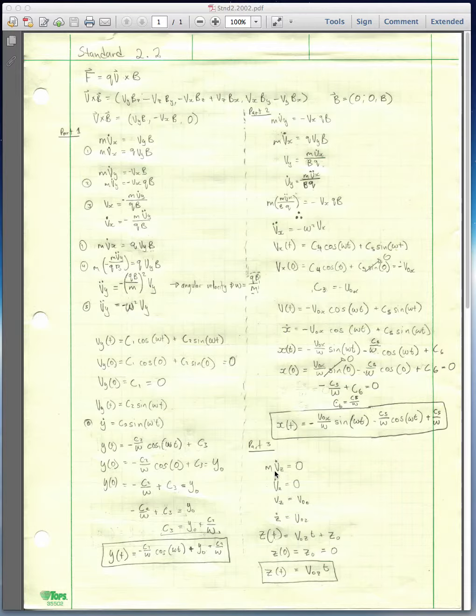The last part is pretty much easy. We are told that Vx has to be 0, and that means V is a constant, and we are told that it is V naught. So Vz dot is a constant, that means the velocity is V naught, a constant. And from now on, you can integrate to find the position of the motion in terms of time, and you're given this equation over here.